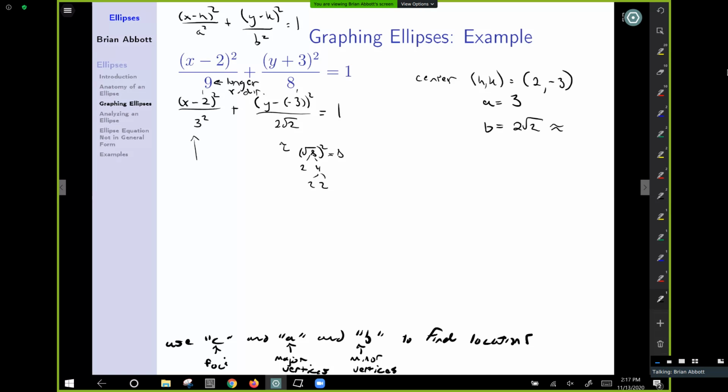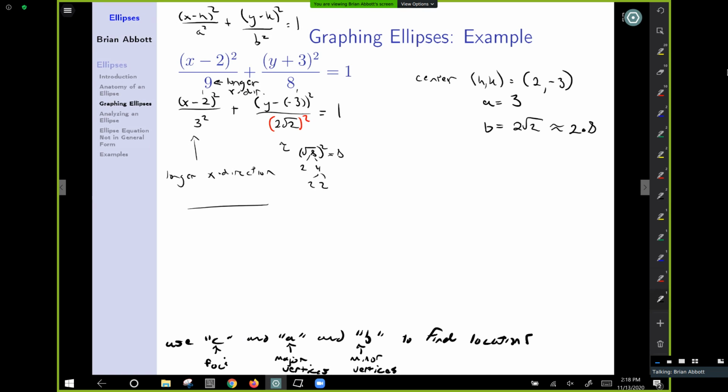Oftentimes I like to write both the exact answer and the decimal approximation, because when it comes to graphing things, I know how to deal with 2.8 a little bit better than I do 2 root 2. It also helps me to see that 3 is bigger than 2 root 2. And please forgive me, I've made a fairly big oversight here. Underneath the y expression, it needs to be that expression squared because it's b squared. So since 3 is bigger than 2 root 2, or 9 is bigger than 8, any way you slice it, it's longer in the x direction.